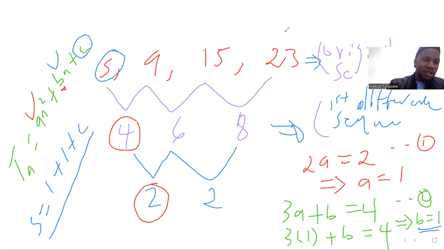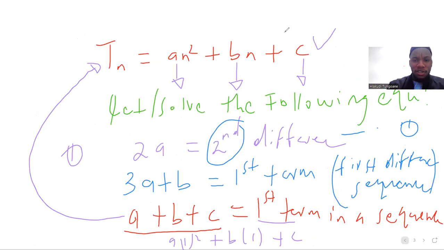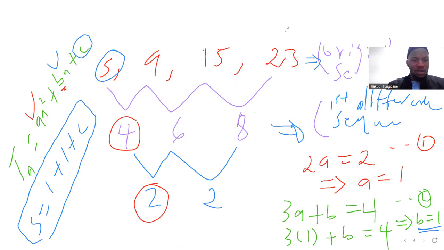So this is us substituting the values into this equation, a plus b plus c equals the first term. That's what we are doing here. So this is 5. If we calculate this, 1 plus 1 is 2, plus c. So we have 2 plus c equals 5, right? Now we need to solve for c. We take 2 to the other side, then we have c equals 3.